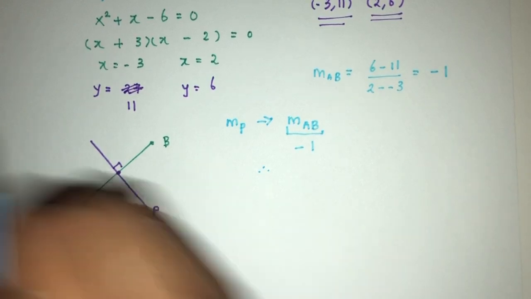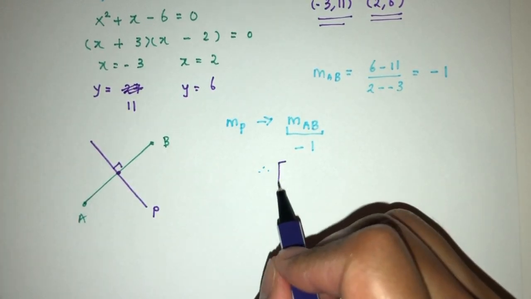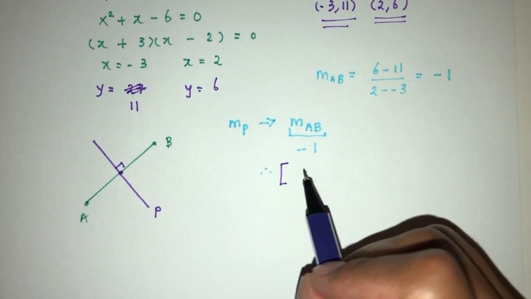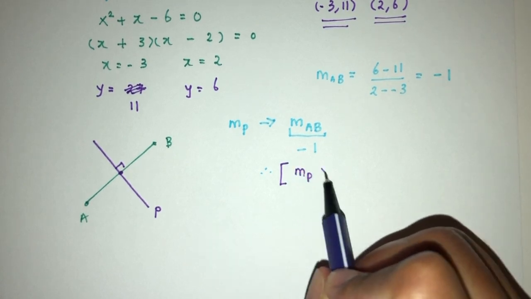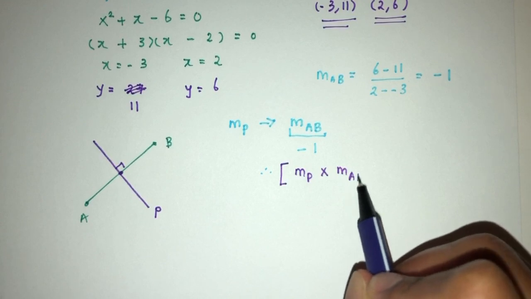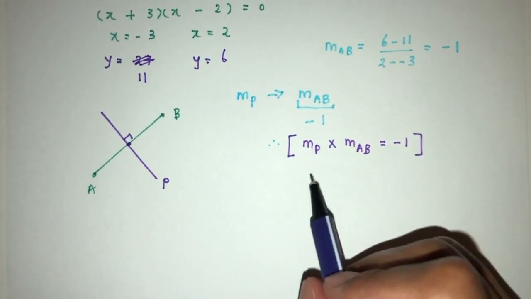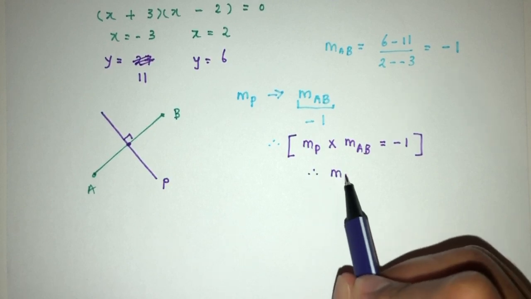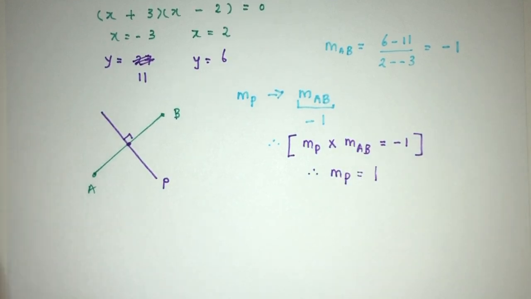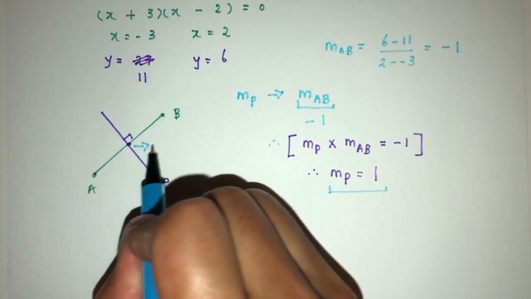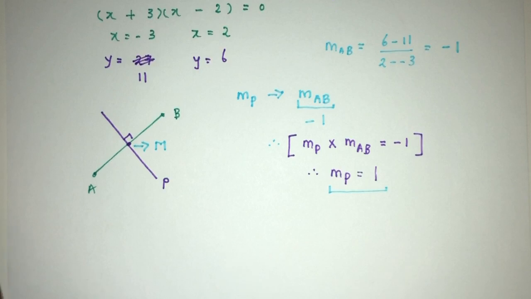By knowing that whenever we have two lines which are perpendicular to each other, their gradients multiply to minus 1, we understand that the gradient of the bisector will be 1. So from here we know the gradient. Now we have to find the passing point. This passing point is the midpoint of AB.